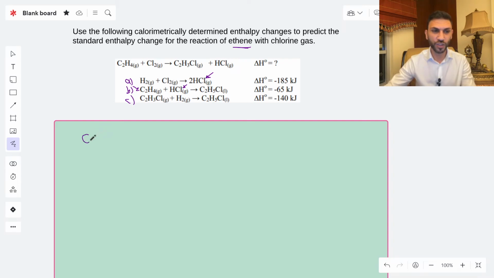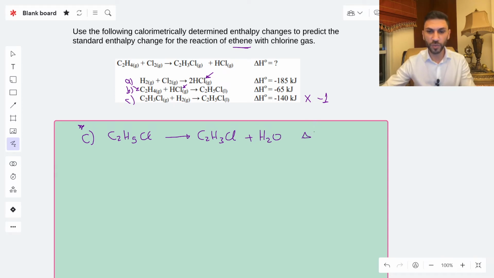So I'm going to rearrange reaction C because I need C2H3Cl in the products, but I have it in the reactants, 1 mole and 1 mole. So I'm going to multiply this reaction by -1. If you multiply this reaction by -1, it's going to be C2H5Cl yields C2H3Cl plus H2, and delta H for this reaction equals positive 140 kilojoule. Now let's add A, B star, and C star.